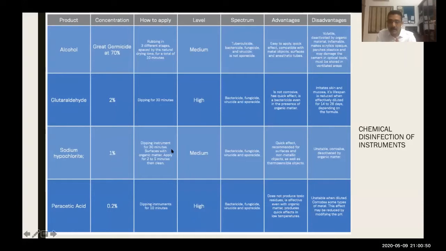I don't know where to source this peracetic acid, so I'm not really talking about it.